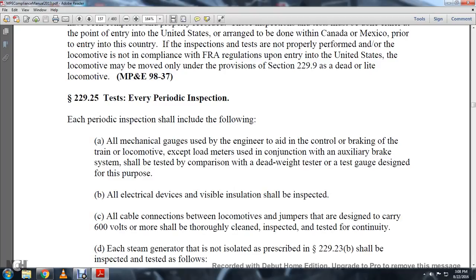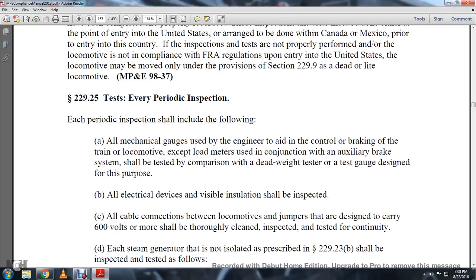Motive Power and Equipment 9837. Section 229.25, Tests: every periodic inspection. Each periodic inspection shall include the following. A. All mechanical gauges used by the engineer to aid in control and braking of the train and locomotive, except for the load meters used in conjunction with the auxiliary brake system, shall be tested by comparison with a dead weight tester or a test gauge designed for that purpose.